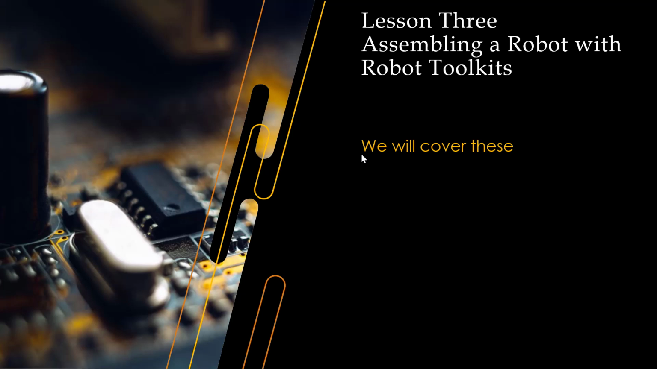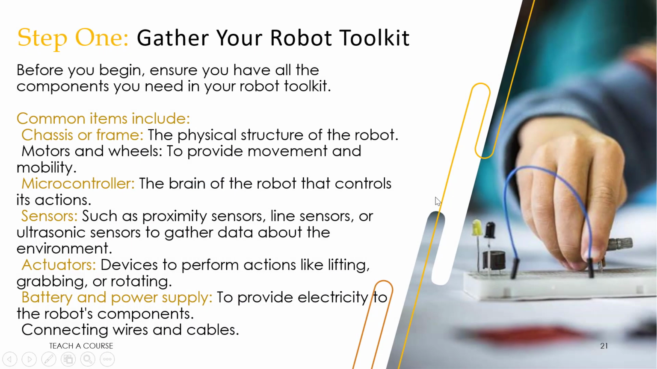Now, the last key credential we need to know is assembling a robot with a robot toolkit in the lab. Now, with this one, we will cover the steps in assembling robots. Now, the first step is you have to gather your robot toolkits. Before you begin, ensure you have all the components you need in your robot toolkit.